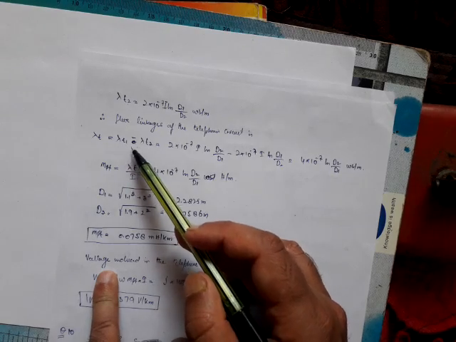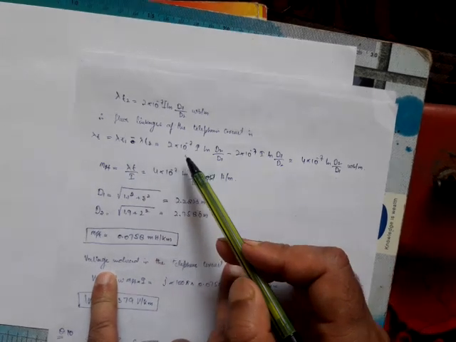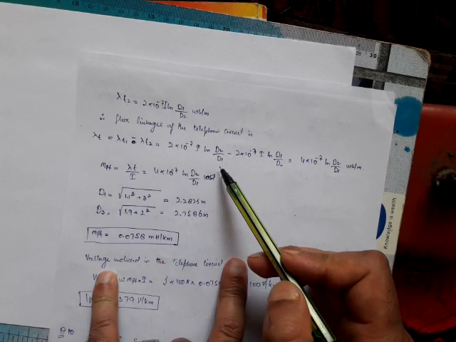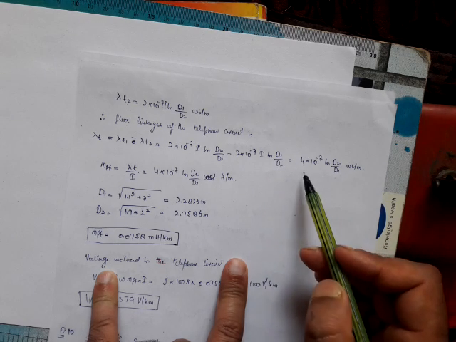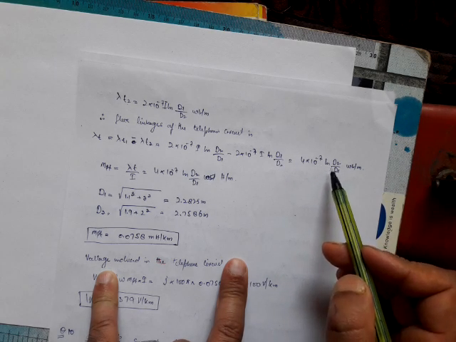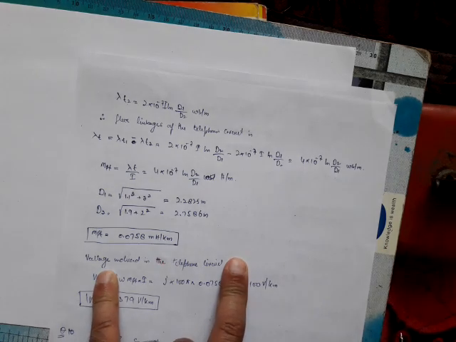So it will be equal to lambda T1 minus lambda T2, that is 2 into 10 to the power minus 7 I ln of d2 by d1 minus 2 into 10 to the power minus 7 I ln of d1 by d2. It comes out to be, by simplification, 4 into 10 to the power minus 7 I ln of d2 by d1 Weber per meter.